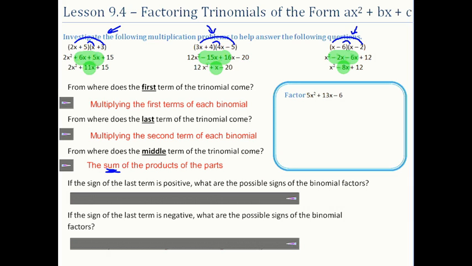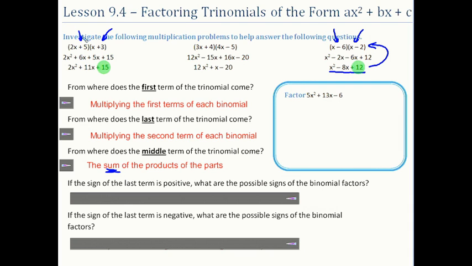A couple other questions to think about. If the sign of the last term is positive, what are the possible signs of the binomial factors? So we're going to end up having to go in this direction. We're going to start with something like this and end with something like this. Let's look at the next question here. If the sign of the last term is positive, what are the possible signs of the binomial factors? We're going to be factoring, so we're going to be starting with this, and we're going to factor into this. So we're looking for what are the possible signs of the binomial factors when there's a positive at the end. Well, here's a positive, and the first one gave us a positive answer. What are our signs up here and up here?